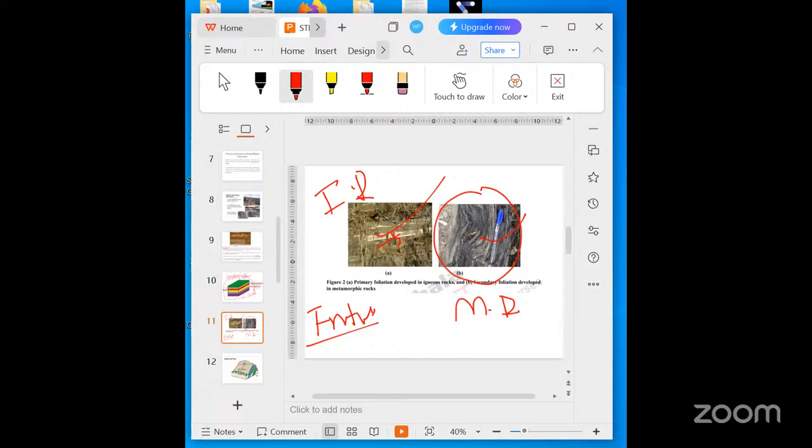But sometimes igneous bodies cut across the beds of the country rock, because of their late entry into the system along some joints or fractures, right? So we will see here. You can see here some of the primary foliation and also secondary foliation examples, right?